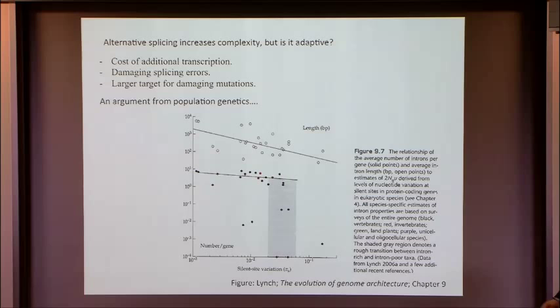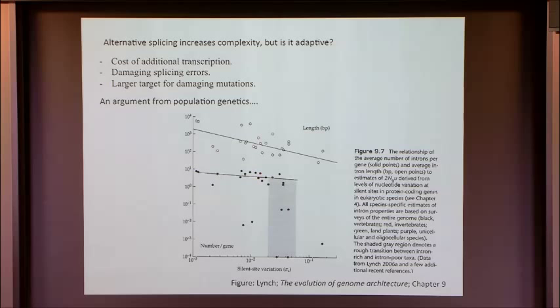And so what I'm showing you here, and this is an argument by Michael Lynch, is a plot across different species, so each dot is a different species, and you can think of the x-axis as a proxy for population size, and on the y-axis in the solid dots is the average number of introns per gene, and the open dots are the average length of the introns per gene.